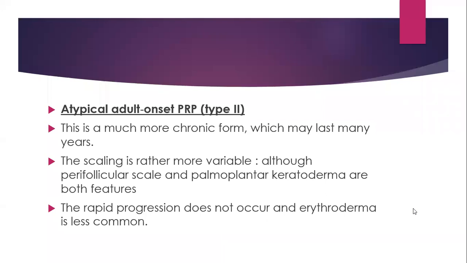Type 2 PRP is atypical adult onset PRP. This kind of PRP has a chronic course and may last for years. And the scaling is rather variable. Although perifollicular scales are seen at places, they may be absent. Then palmoplantar keratoderma is a feature. Rapid progression does not occur, and erythroderma is less common in this atypical adult form of PRP, which is PRP type 2.